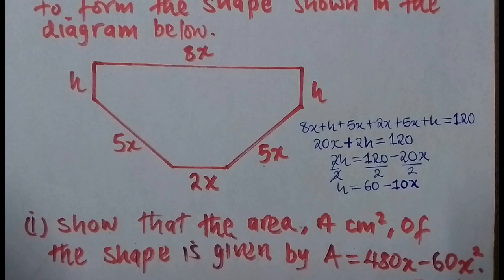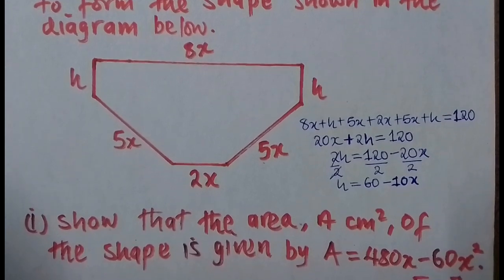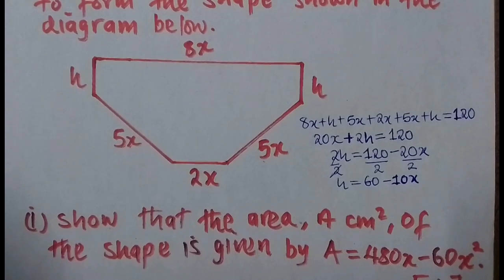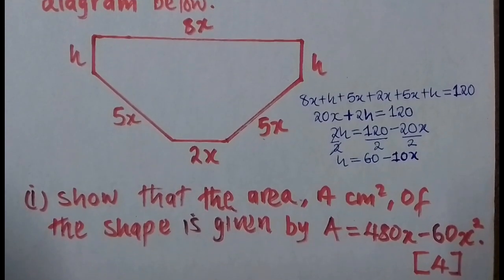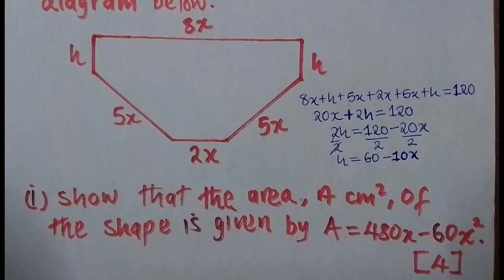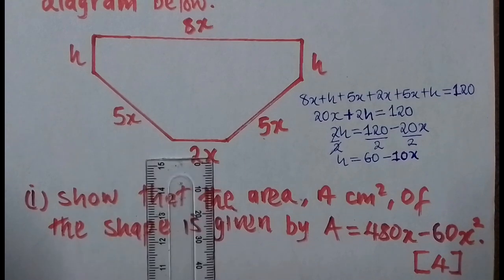Okay, so we've done that part. We've shown that h is equal to 60 minus 10x. So h is in terms of x. So then, how do we show that the area of this shape is given by area is equal to 480x minus 60x squared? So to help us work out this part, I will draw 3 lines here.